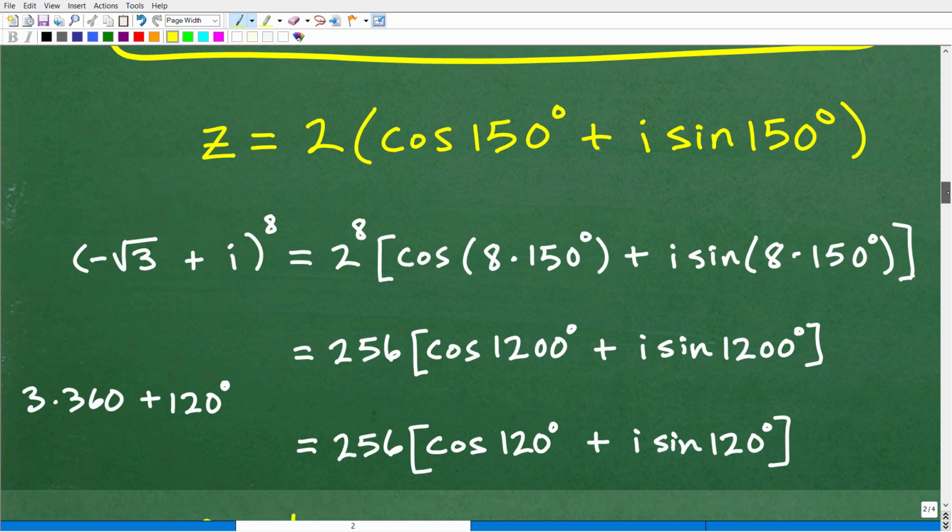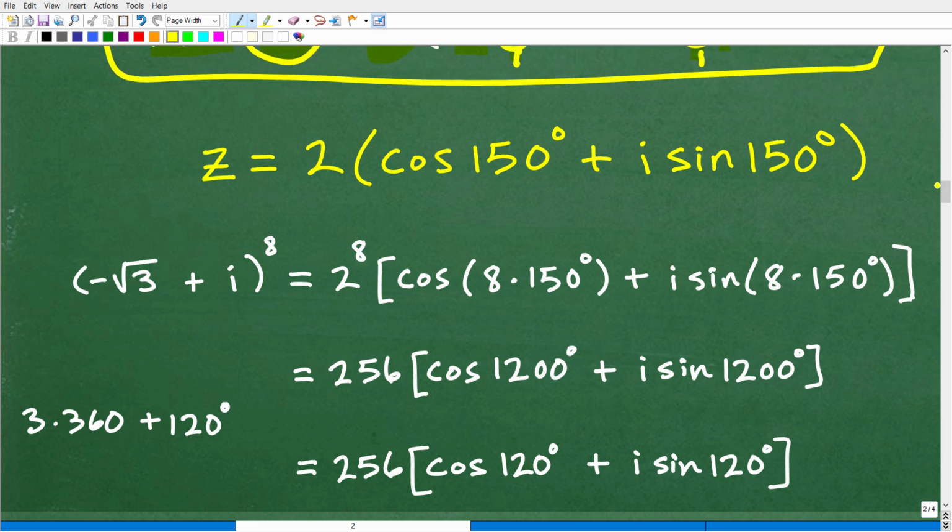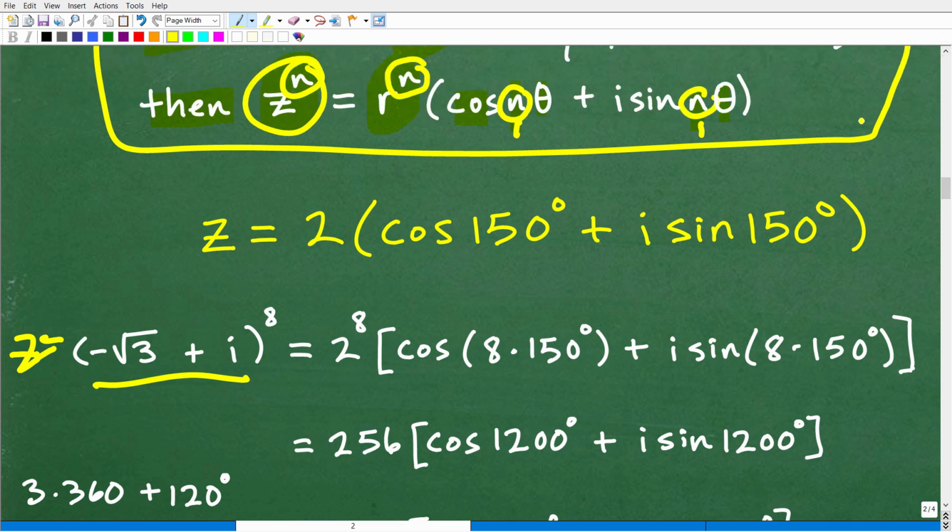We do have some cleanup work to do. So let's go ahead and do this right now. So z, this is our complex number in trigonometric form. We have our complex number, and we're going to take it to the eighth power. Again, this is our complex number z is going to be equal to, now let's just go back over here and make sure we understand.